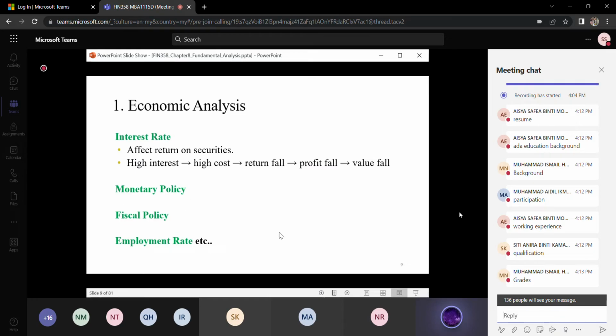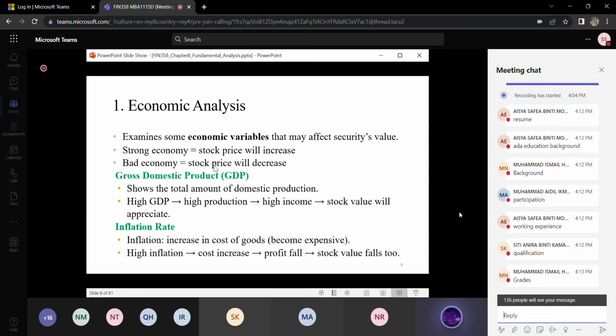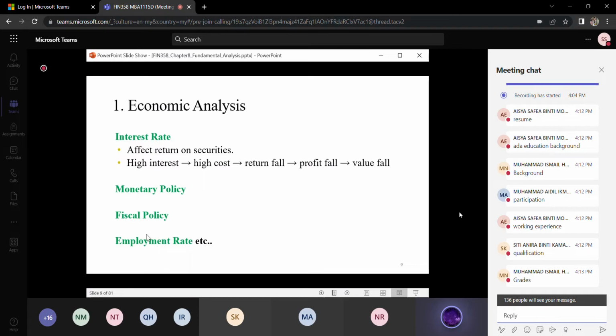So, but normally kita will refer GDP lah untuk tengok whether a country, sesebuah negara itu adalah baik atau tidak. This one adalah GDP adalah main lah. Yang lain contoh inflation rate, interest rate, employment rate.